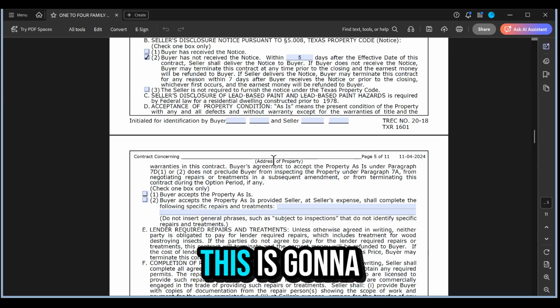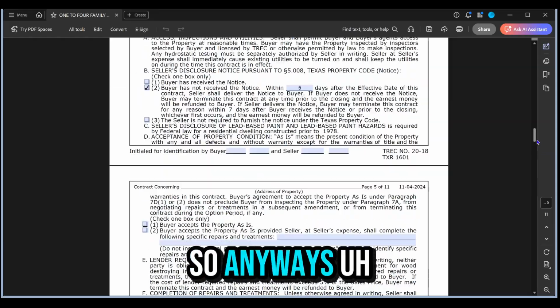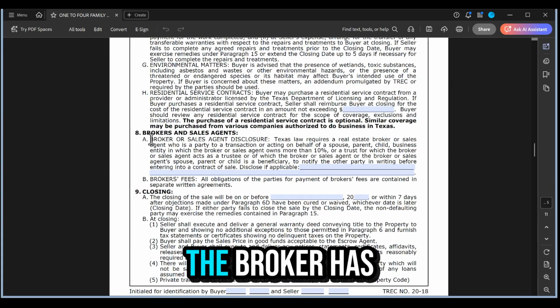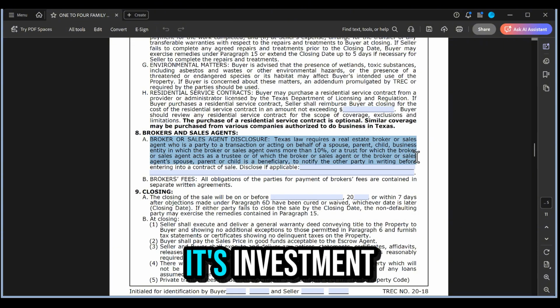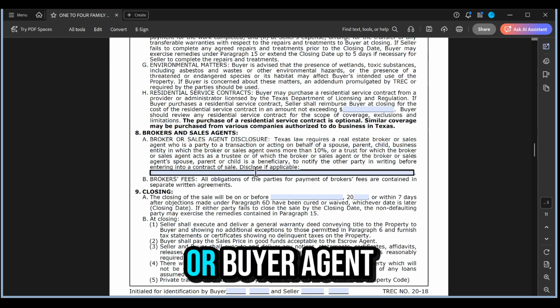Oh, always, this is going to be the address of the property right here, and it's on all pages. You see here? So anyways, broker. If the broker owns a percentage of the property, if it's an investment, he has to notify you, like the listing agent, the listing broker, whoever, or even the buyer broker or buyer agent.